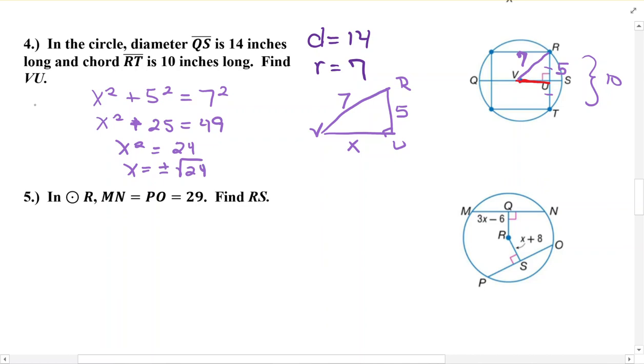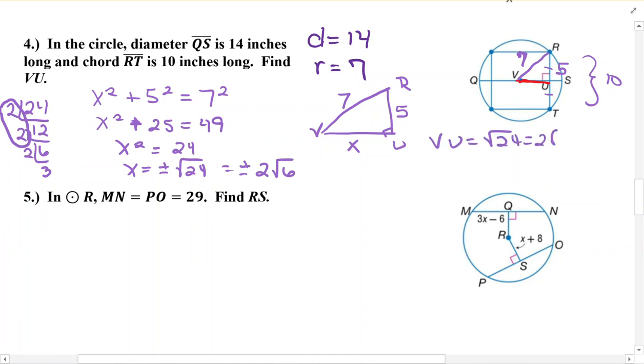To simplify the square root of 24, 2 goes into 24 12 times, 2 goes into 12 6 times, 2 goes into 6 3 times. These two 2's would come on the outside, so it'd be 2 root 6. So VU equals root 24, which equals 2 root 6 inches, which is approximately 4.90 inches.